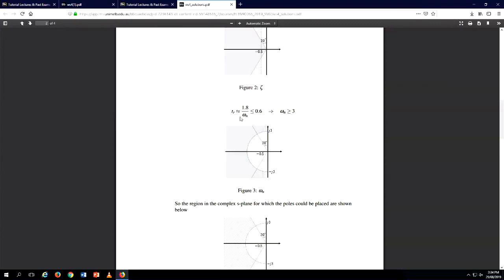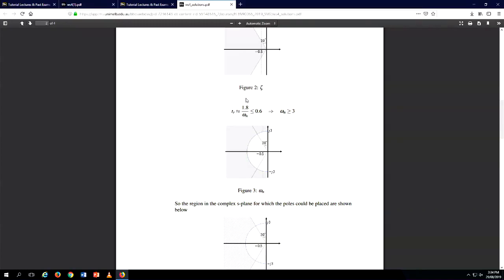How did we do that? Well, we are given the rise time specification. We upper bound the 1.8 over omega n, and we just calculate that omega n should be greater than 3, from that formula that is given in the lectures.